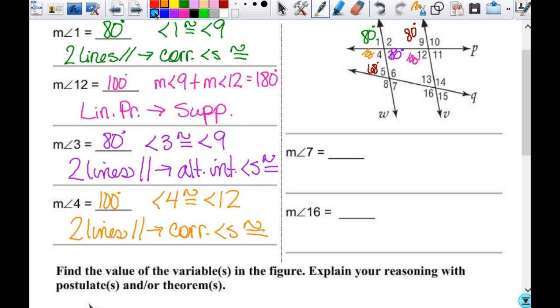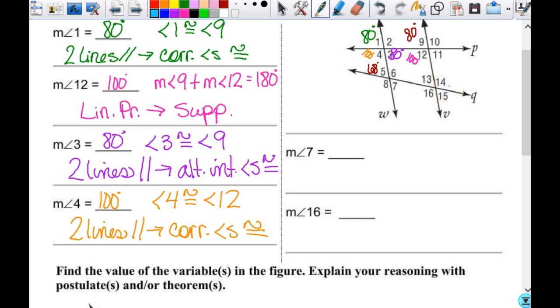Okay, so let's look at 7. Angle 7. All right, so 7 and 3 are corresponding. So is angle 7 80 degrees? No, because these lines are still not parallel, right? These are my parallel lines. This is my transversal. Does that make sense?